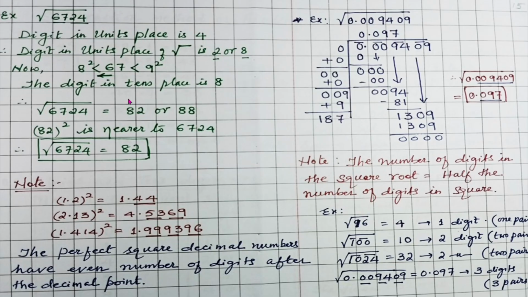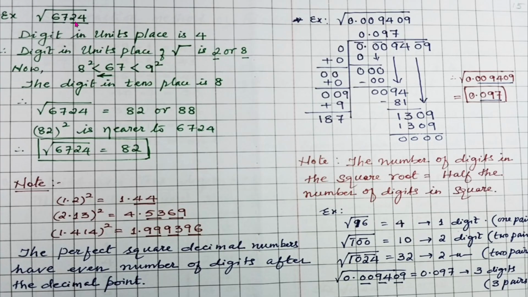80 square will be 6400, and 90 square will be 8100, and therefore 6400 is very much near to 6724, and therefore the square root of 6724 approximation will be 82 and not 88. So the procedure is in 3 steps.